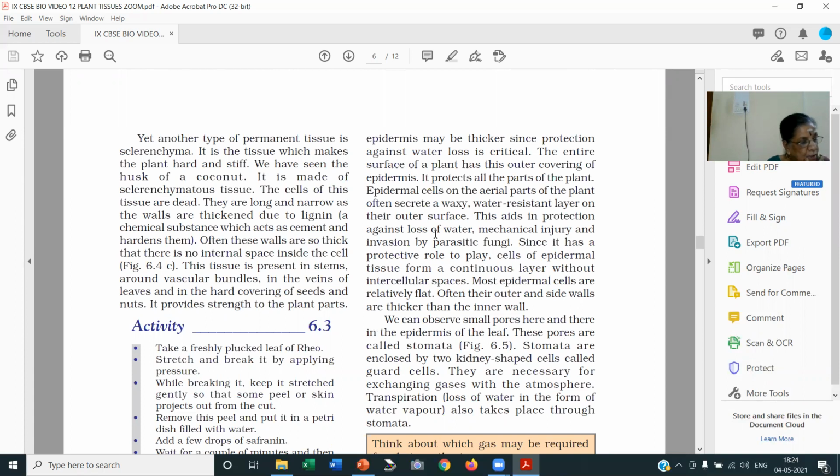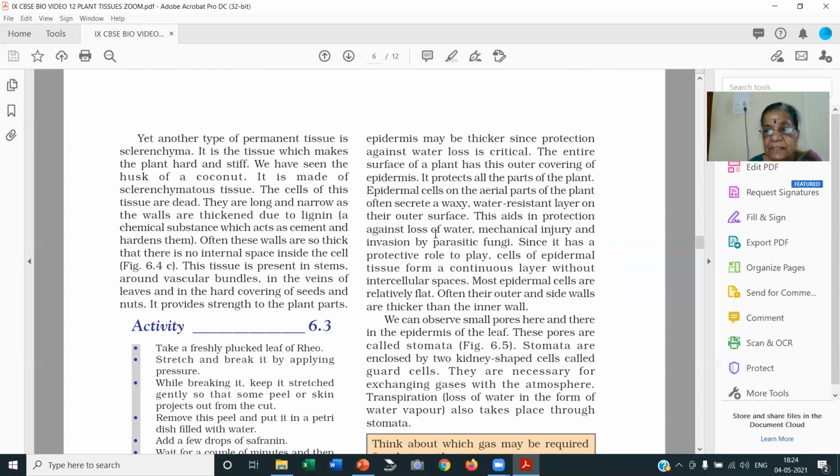So mark here. Sclerenchyma paragraph. Sclerenchyma is found in stems as sclerenchymatous bundle caps, and then in the veins of leaf and in the hard covering of seeds and nuts. That is what we say.